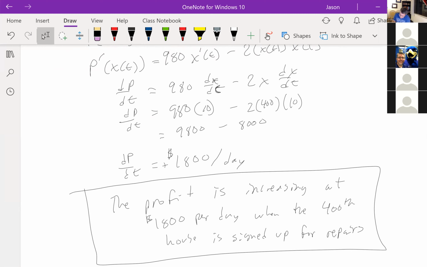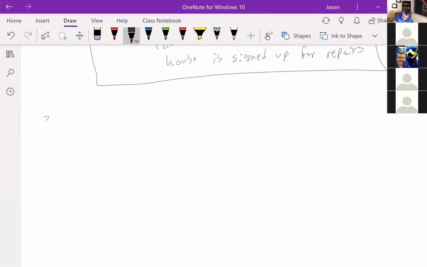Okay, let's do one last example here. The cost of tile is, say, I don't know, let's do $15 per square foot.